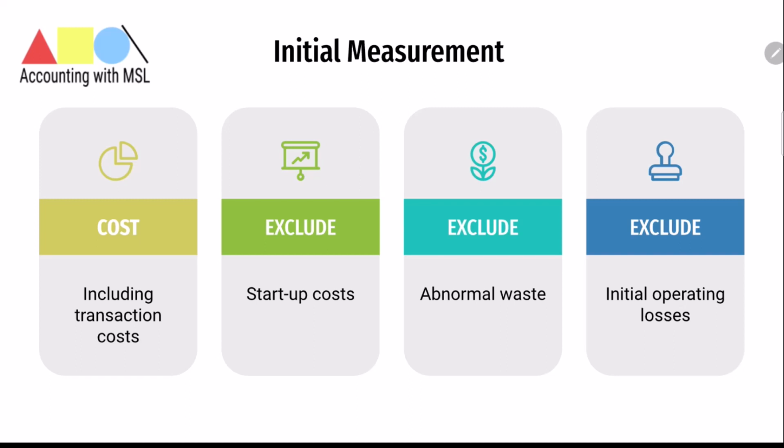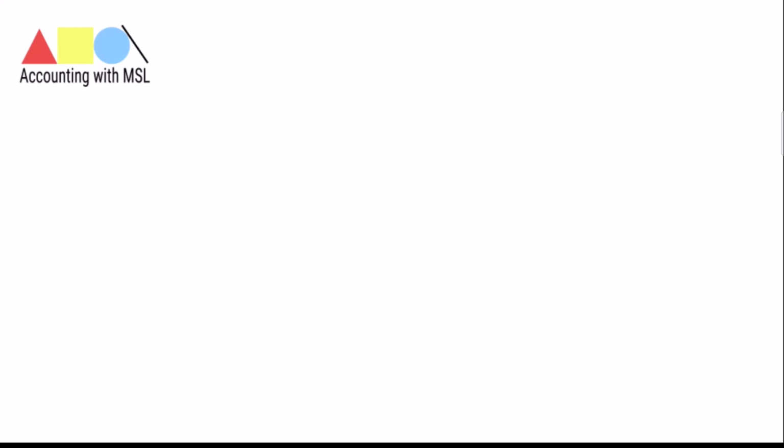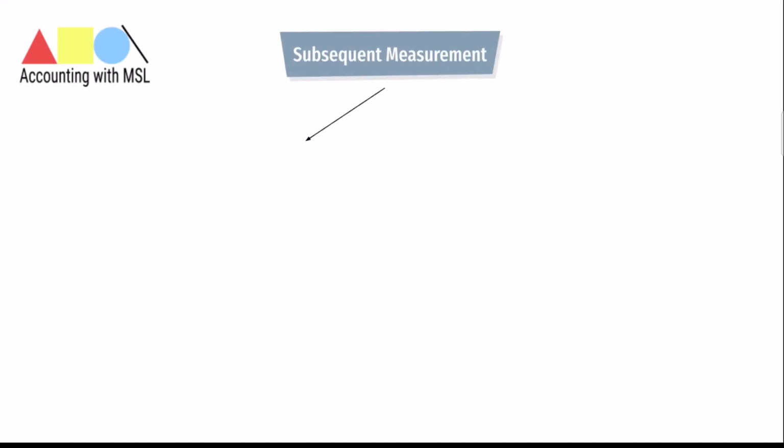Now that we know the rules around what goes into initial recognition or initial measurement, what are the rules for subsequent measurement after initial recognition has been satisfied? IAS 40 provides under subsequent measurement for two possible approaches.